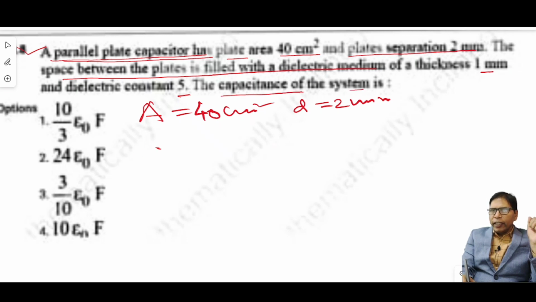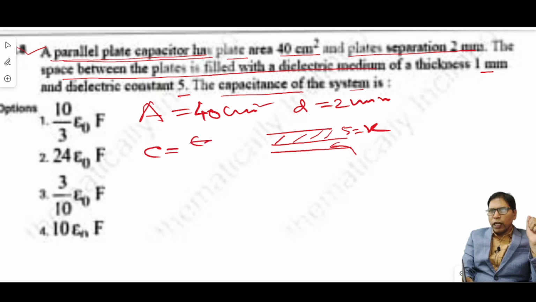Now, suppose this is the capacitor. Half portion is filled with a dielectric medium of dielectric constant K, so K equals 5. The rest half is air. So C equals epsilon naught A divided by d1 by K1 plus d2 by K2.